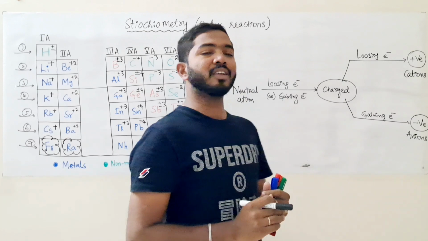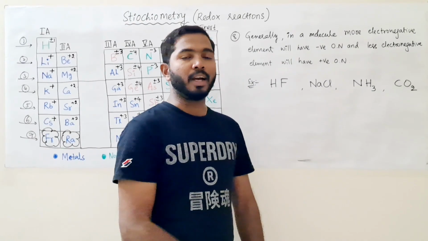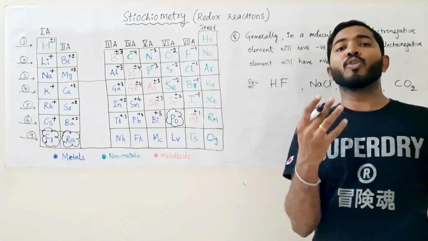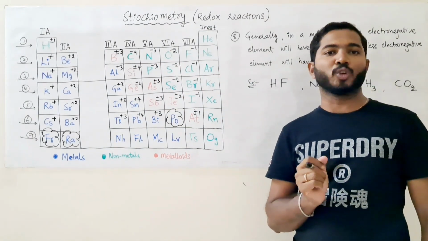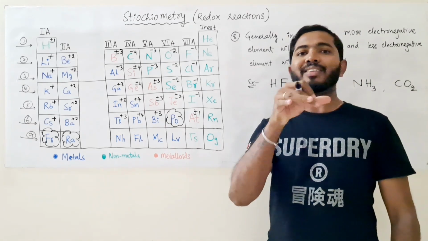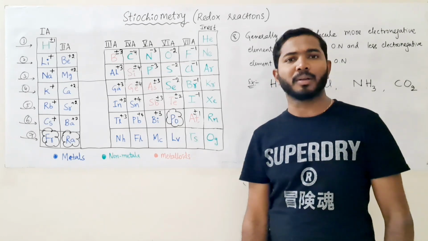And now let us define. Please try to take the screenshot. Next, generally in a molecule, the more electronegative element is going to show a negative oxidation number, whereas the less electronegative element is going to show a positive oxidation number.